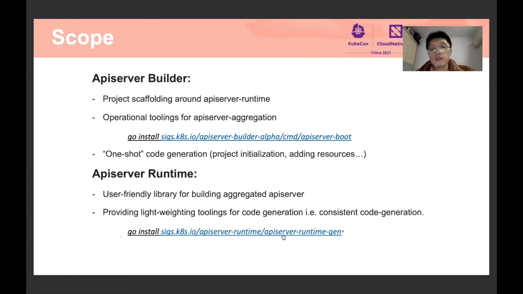The aim of API server runtime is just saving your time, so you don't need to download all the binaries on your own anymore.